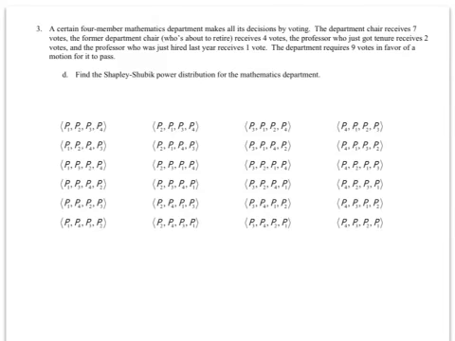So to calculate the Shapley-Shubik power distribution, I'm going to start by just writing down the notation for our voting system. So you have a quota of 9, and then votes go 7, 4, 2, 1.